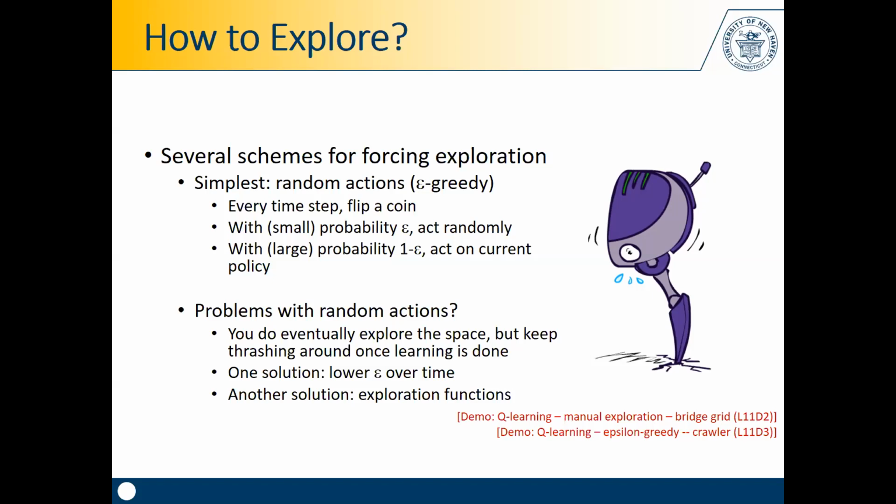So this sounds simple enough, right? What's the problem with this mechanism? You do eventually explore the space, but once the learning is done, you still keep thrashing around. Why? Because still with probability epsilon, you end up acting randomly, even after you're done learning.